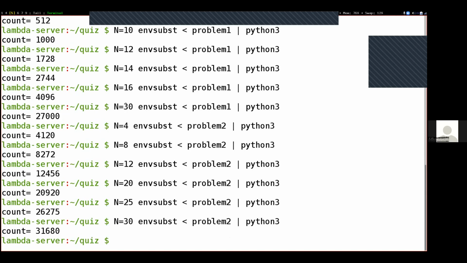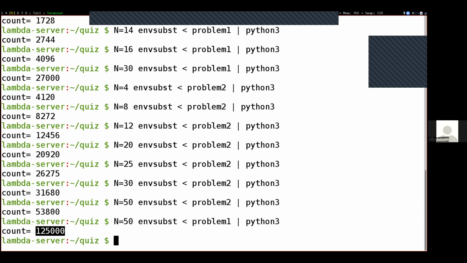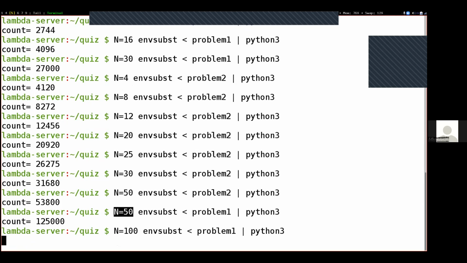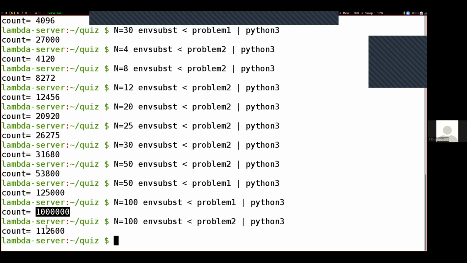So here with n equals 30, problem 1 is still a little bit smaller than problem 2. But if we jump it up a little bit more, 50 for problem 2, adding that 20 there, we didn't quite double in size, up to 53,000. Problem 1 now is way, way bigger than problem 2 at n equals 50. And if I change that to n equals 100, then the difference in size is even more pronounced, that now it's a whole factor of 10 bigger.